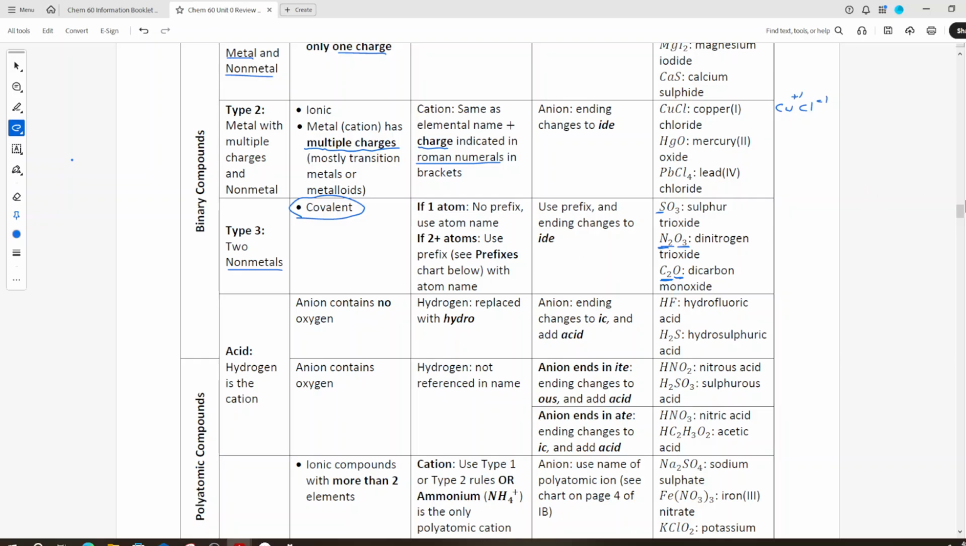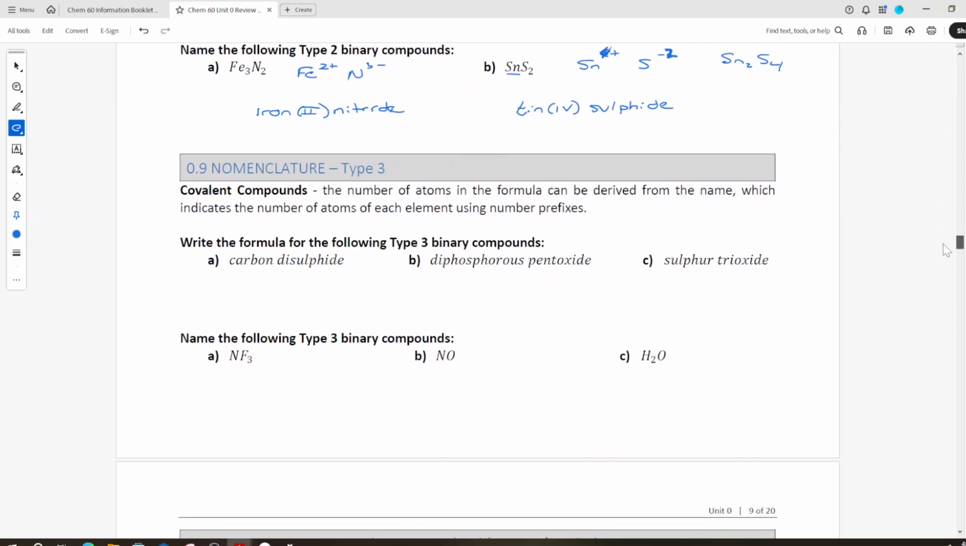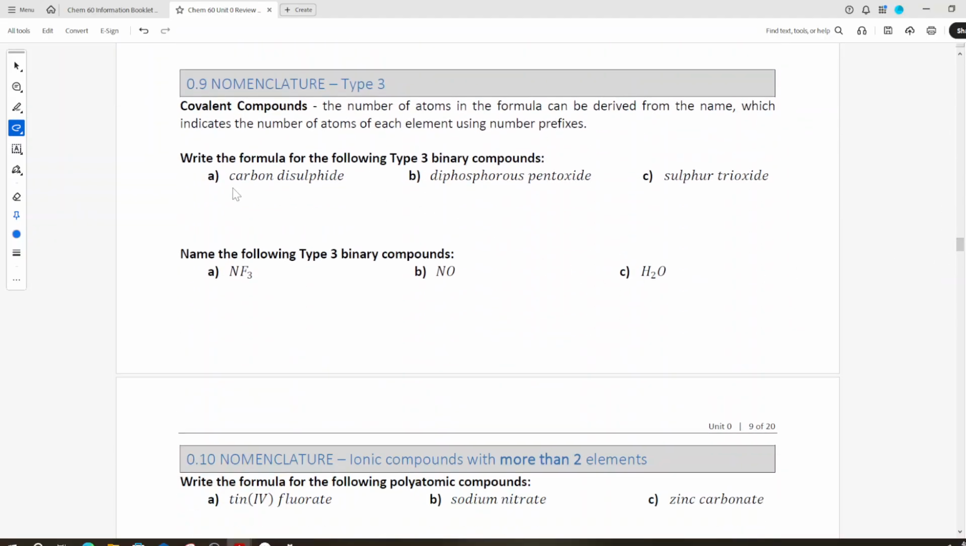Okay, let's try some. So type 3, my personal favorite. Okay, if we're going to write the chemical compound, we don't have to even go to the information booklet. We just go carbon, okay, there's one. Disulfide, okay, there's two. Diphosphorus, there's two. Pentoxide, there's five. Sulfur, there's one. Trioxide, there's three.